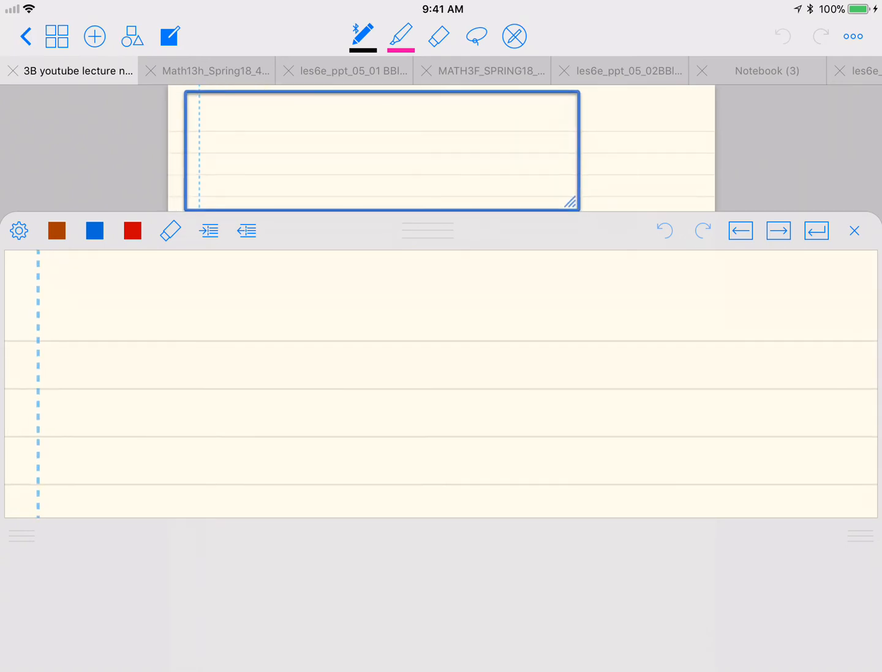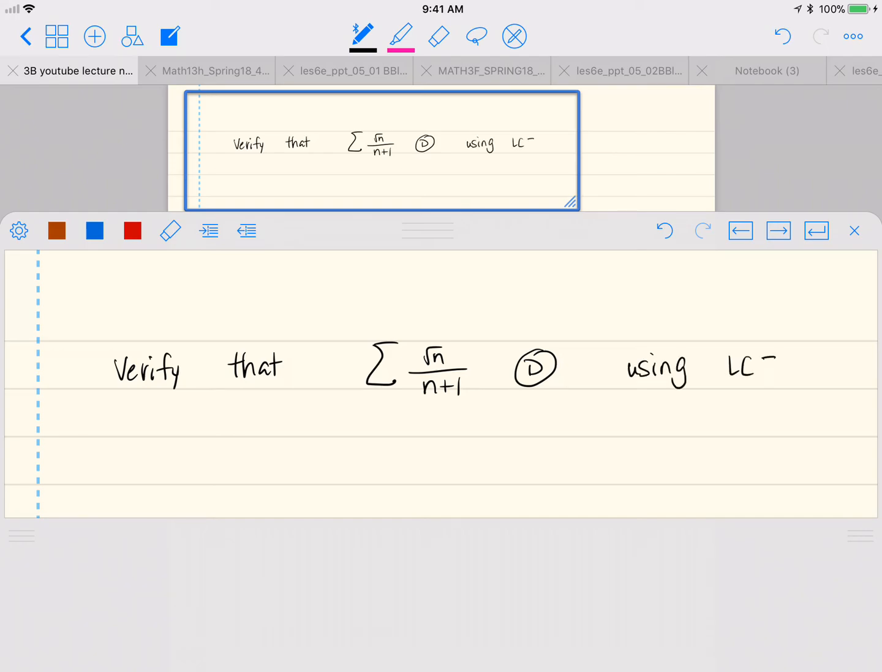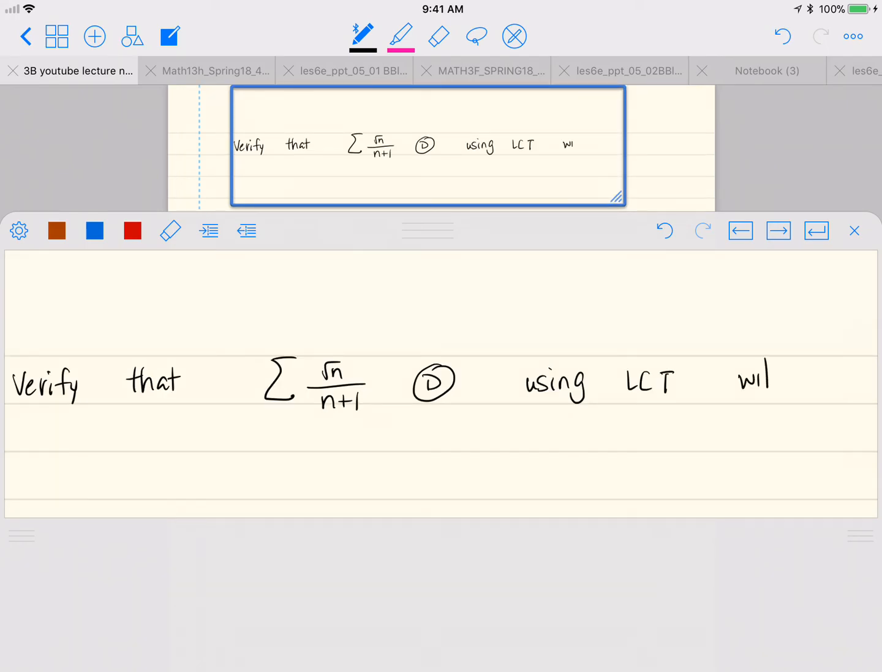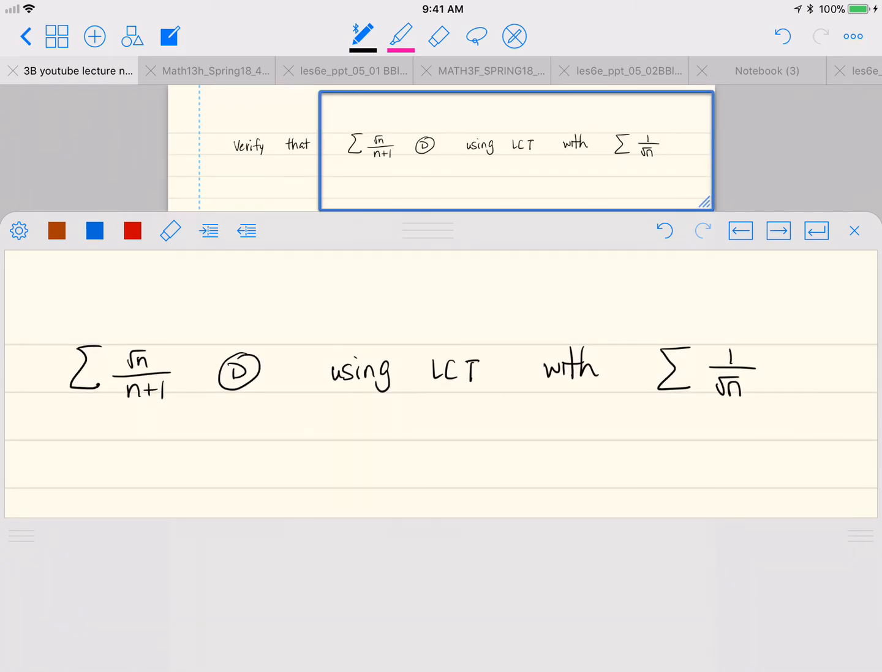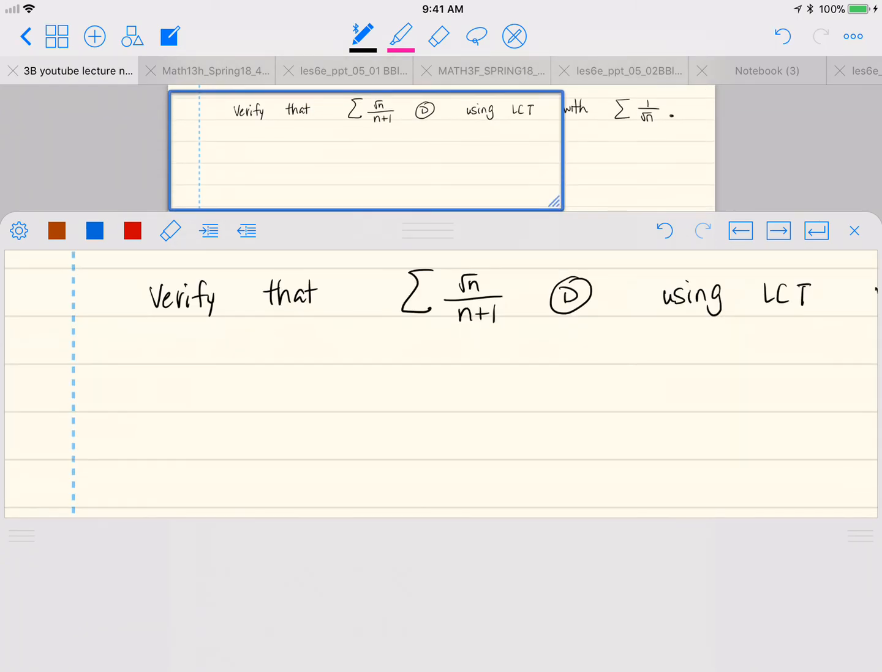So you should check at this stage, you should verify that this series, square root of n over n plus 1, is divergent using the limit comparison test with 1 over square root of n. Right, so you should verify that. I just talked through it, but you should make sure you do it.